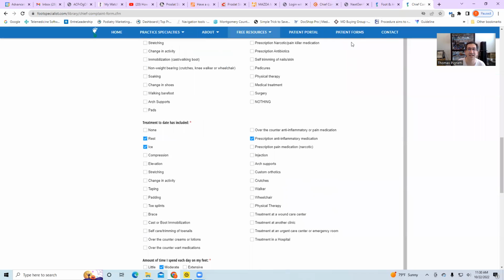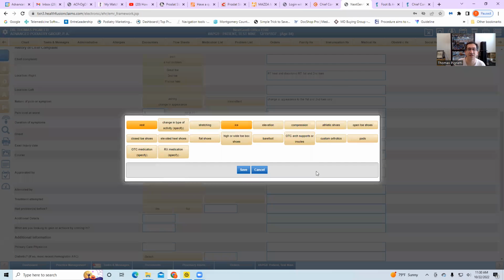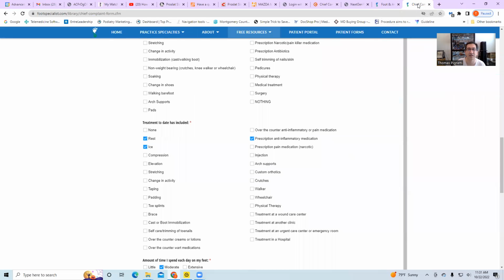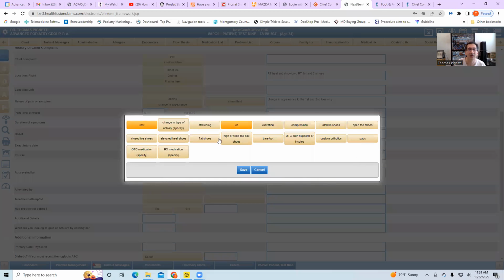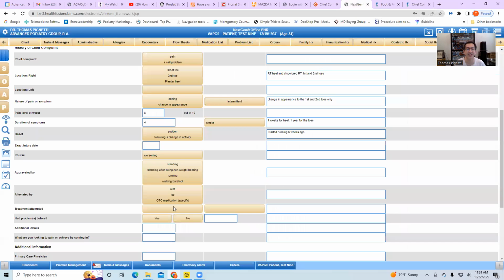Rest, ice, and prescription anti-inflammatory medications. So over the counter, I say prescription or over the counter? I said prescription anti-inflammatories. Let's just say I wanted to say over the counter anti-inflammatories. That's what I meant to say. But we can say over the counter medication, or you can say prescription there. Save that. And the over the counter would, let's just say, be Advil.